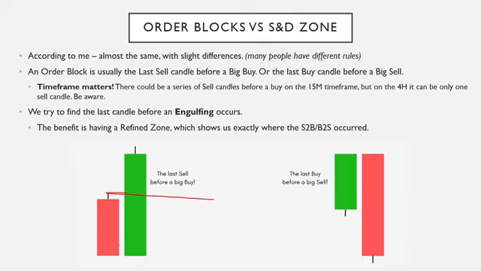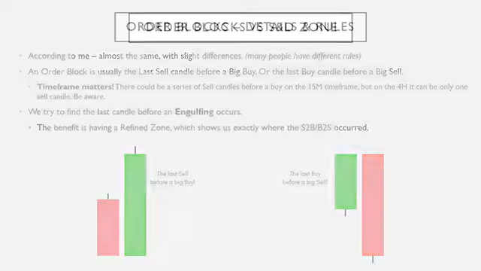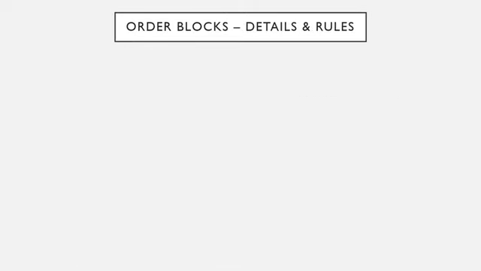And then how do you usually draw them? You take the candle like this, right? You have a buy and then the very big sell that engulfs the previous candle. Again, there are a lot of rules to it, so let's get into the rules. What are the details and the rules?